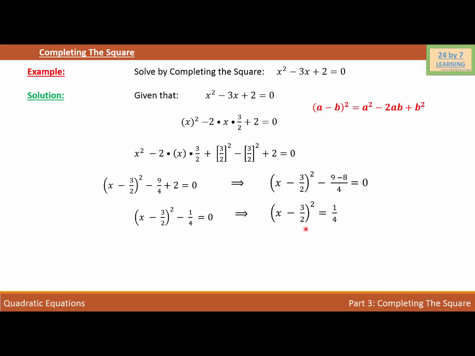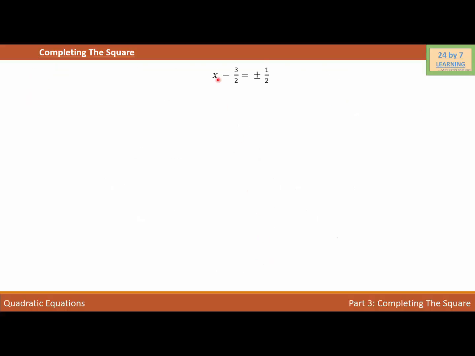Now let's take the square root on both sides. If we do that, we will get x minus 3 over 2 is equal to plus minus 1 over 2. What do I have? I have x minus 3 over 2 is equal to plus minus 1 over 2. Now, I'm going to take the positive sign first. Taking the positive sign, I will write x minus 3 over 2 is equal to 1 over 2, which is over here.